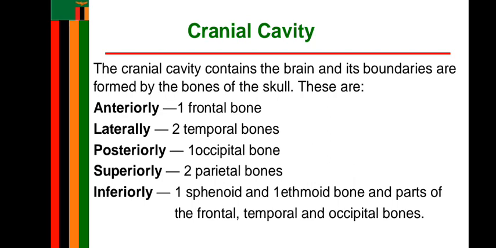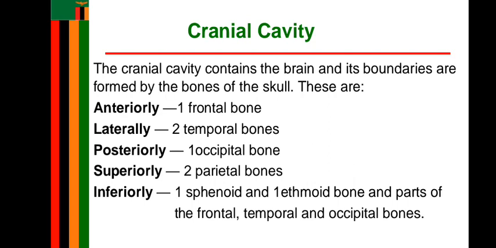Okay. Now, what is the anatomical description of the cranial cavity? So the cranial cavity contains the brain, and its boundaries are formed by the bones of the skull. This is how the description should be. As you're describing this anatomical structure, remember what I said earlier on: anatomy talks about the body structure, where they are found and how you can describe them. Then physiology talks about the functions of those structures. So let's start with the cranial cavity.